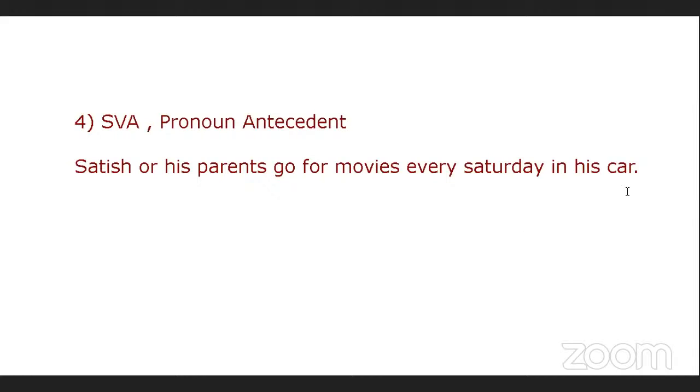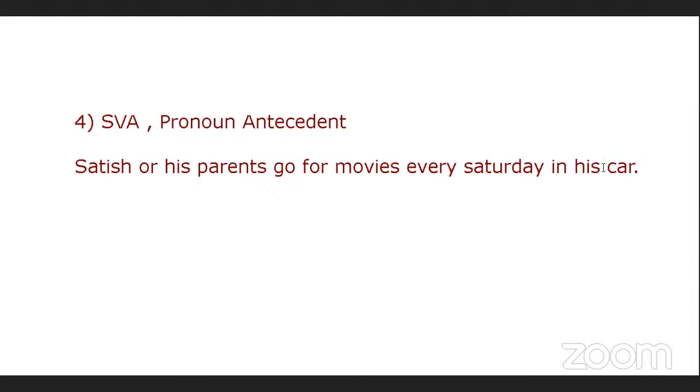Now you have to look at two things over here. Number one is Satish or his parents. You understand very well that this verb go has to agree with the second subject, right? The subject which is closest to it, which means the subject which is closest to go, that is the main subject over here. Satish or his parents go for movies every Saturday.